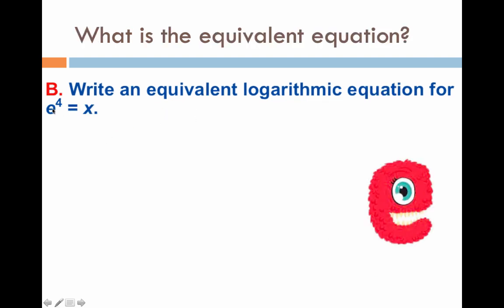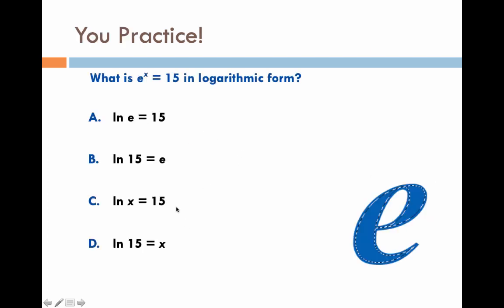Now, if I wanted to actually solve this one, I would just type e to the fourth in my calculator, but they want us to rewrite it as a natural log. So that would look like this. E to the fourth is x. I don't know why you would ever do that, but you can if you're just rearranging stuff.